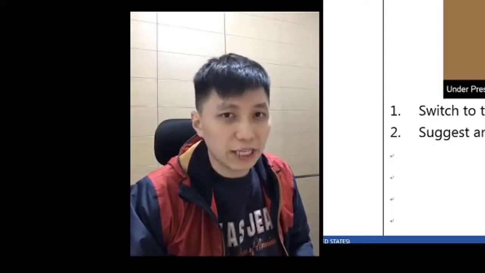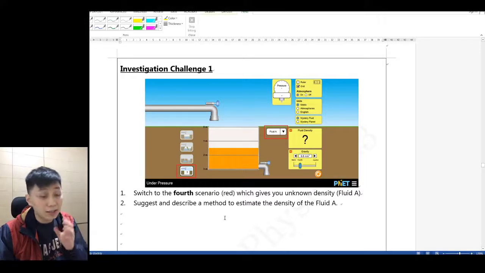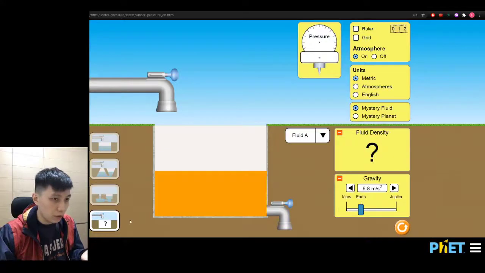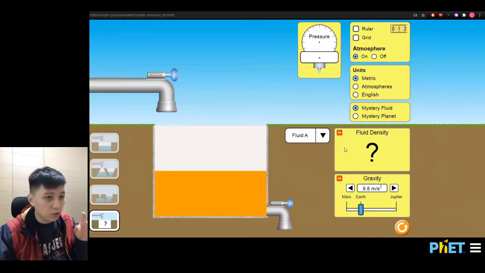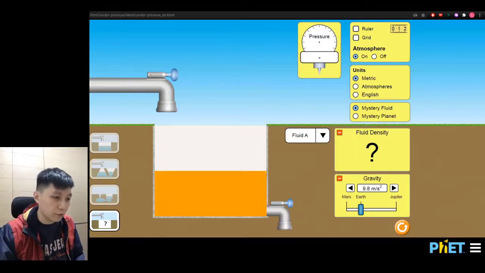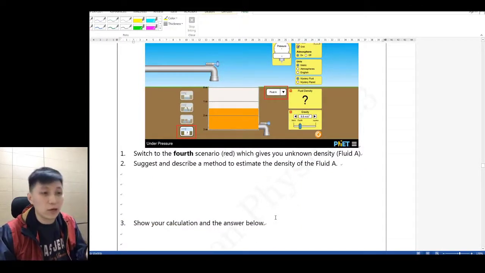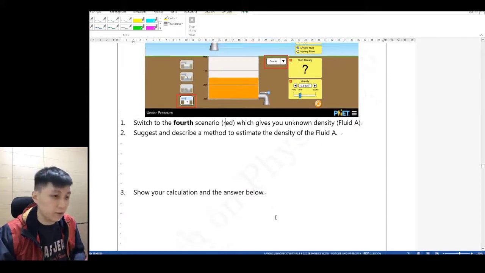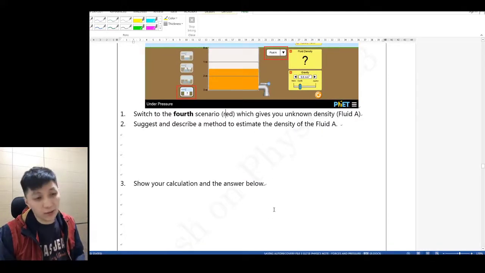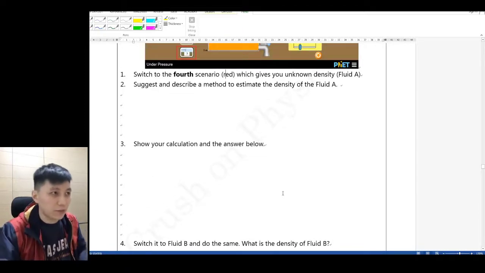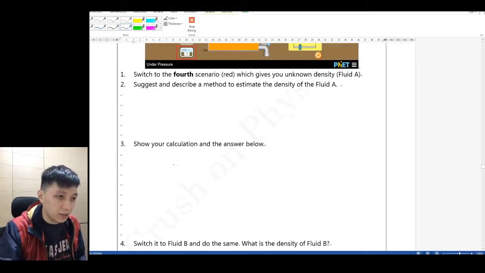Finally, investigation challenge 1. The task is to change to the 4th scenario, which is this one, and in this case they don't tell you the density of the fluid, and that's basically what I want you to find. Think about a method where you can estimate the density of it and show me how you can calculate that. Obviously the only equation that we have learned and that's relevant to our task here is P equals rho g h.